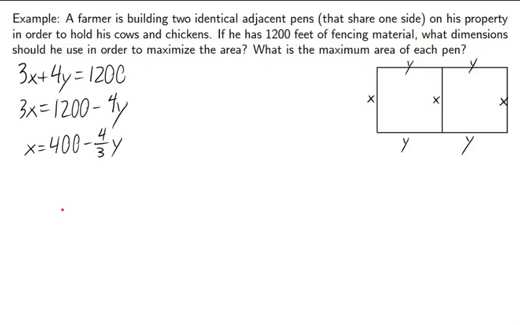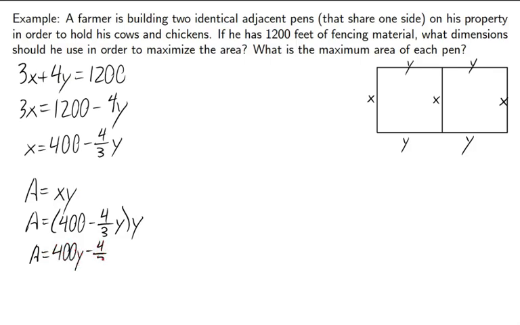So let's look at the question again. We want to maximize the area of each pen. Now they're identical, but the area of one of those pens, and this is why I chose to use the y here, is that the area of each pen is xy. Now substitute in this value for x. It's 400 minus 4/3 y, and we still have y because we're doing x times y. So we get that A equals 400y minus 4/3 y squared.